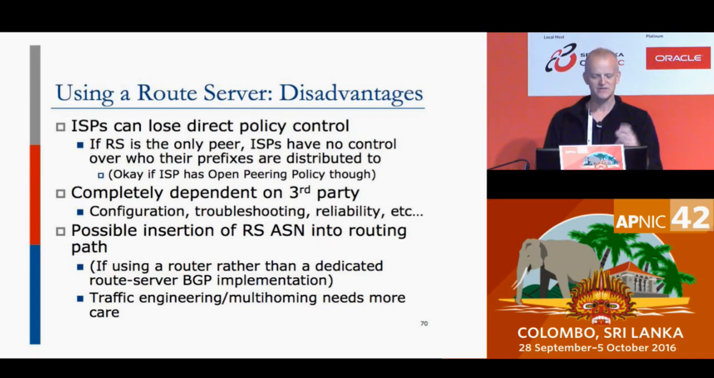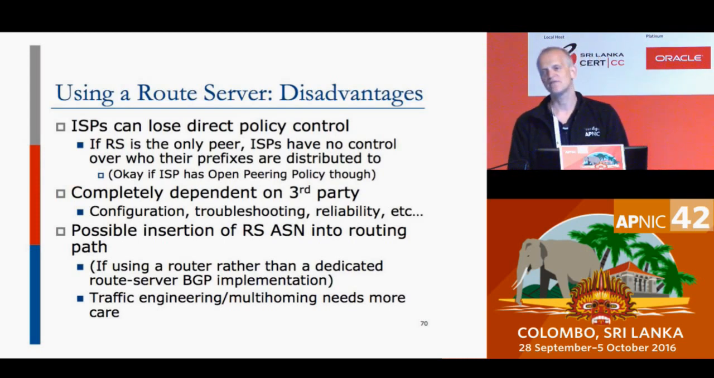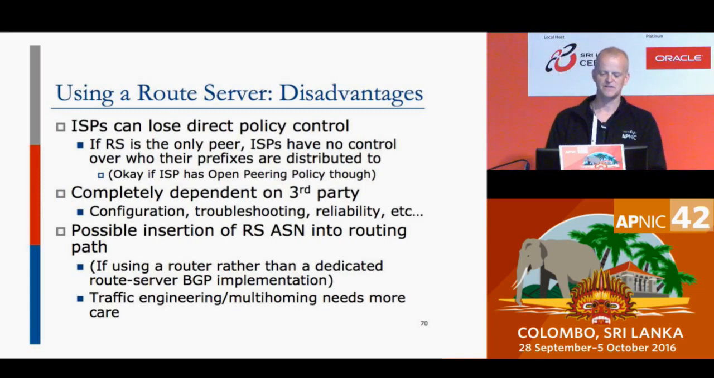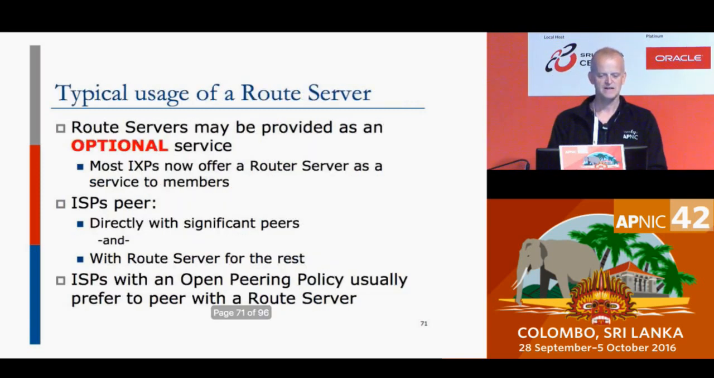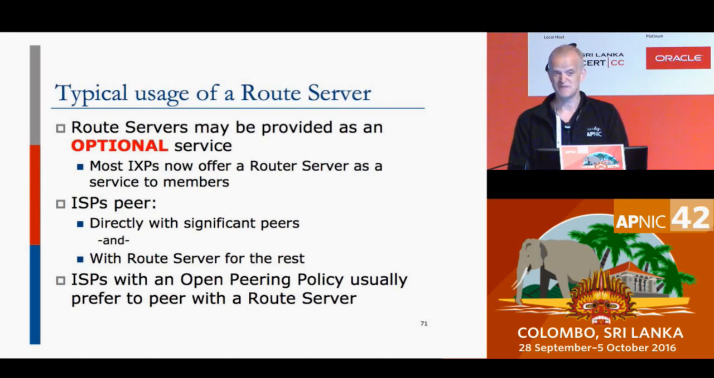And most try and keep it simple, so it's a way of just distributing prefixes. And of course, I already mentioned the insertion of the route server AS in the path. So that's if you're using a router. So avoid using a router as the route server there. Right? Optional service. And as I said before, most exchanges will offer it as a service to the members. So typically, ISPs will directly peer with significant peers, and then they use the route server for the rest.